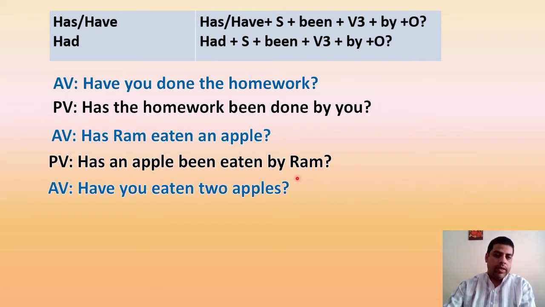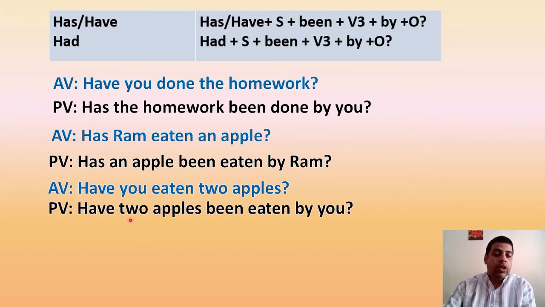Look at one more example. Have you eaten 2 apples? In this case, what is happening? 2 apples are involved. 2 apples are the object here. When they become the subject, that is going to be plural. So in that case, has won't come. What will come here is have. So the answer is going to be have 2 apples been eaten by you.